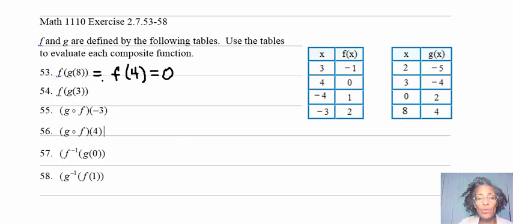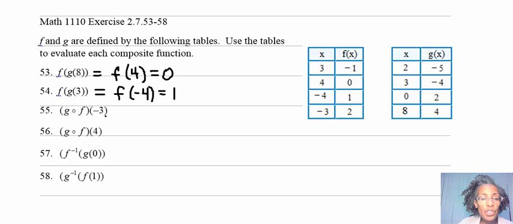Now we're going to do f of g of 3, and we're going to follow the same line of thinking. If x is 3, g is negative 4. We get that information just by looking at the table. So this is the same as f of negative 4. Now let's go to the table that gives us information about f. And we see that if x is negative 4, f is 1. So f of negative 4 is 1.